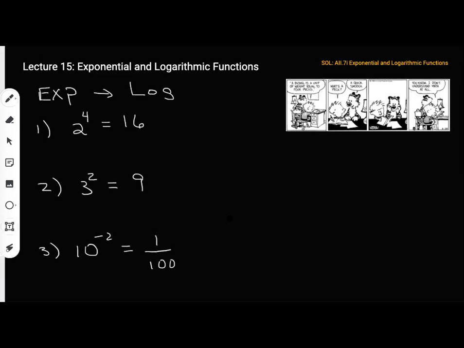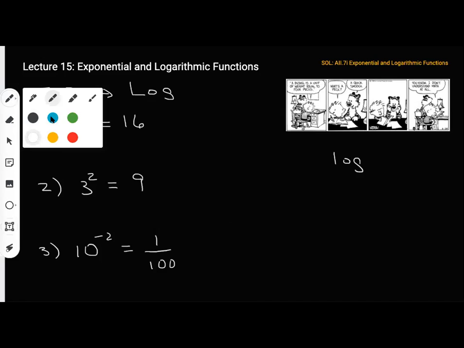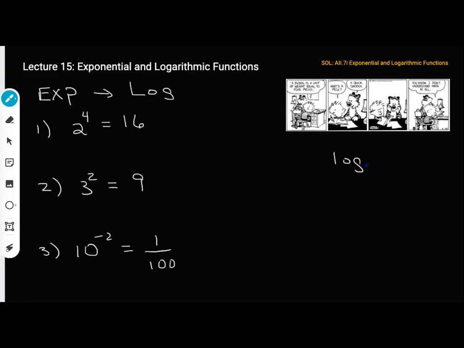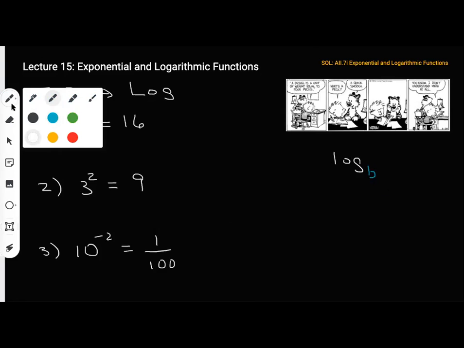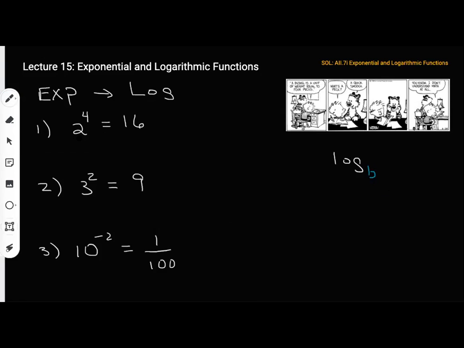What you're trying to do is take an exponential equation and make it into a logarithmic equation using logarithmic expressions. So for a log, you're always going to have a base. I'll write it in blue. And that base is going to come from the base of the exponential expression.